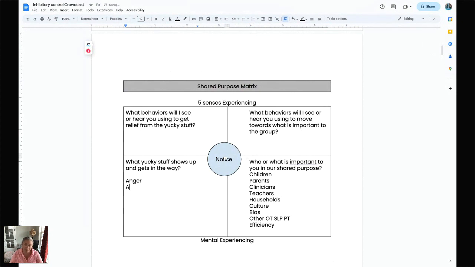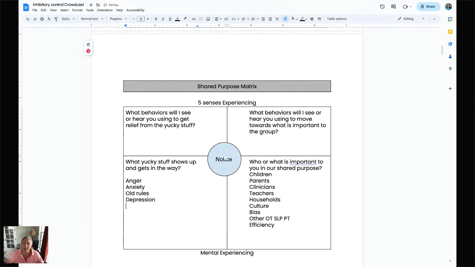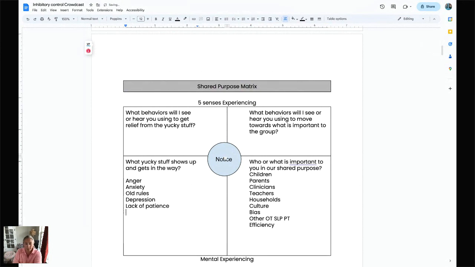With that comes kind of anxiety about what that's going to be like. Can I catch it fast enough? I think other things that show up are old rules, right? Or even a little bit of depression, like how come I can't fix this? Yeah, lack of patience, for sure. A little bit of depression, right? Like this is so hard to do. Lack of patience. That for sure will show up during this conversation around impulsivity.